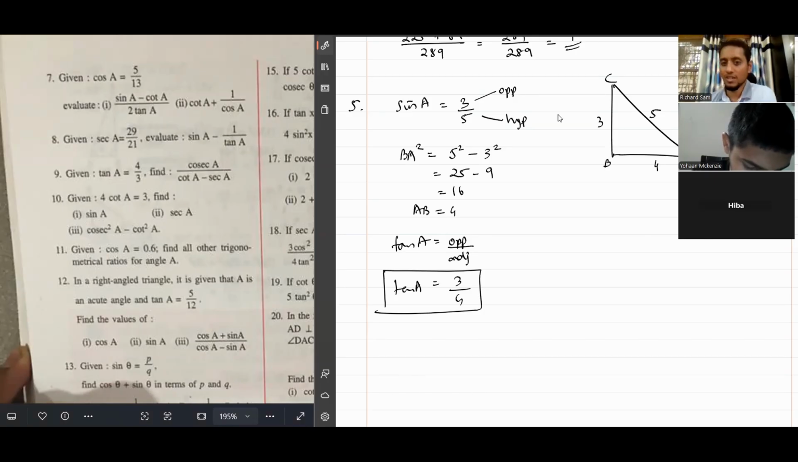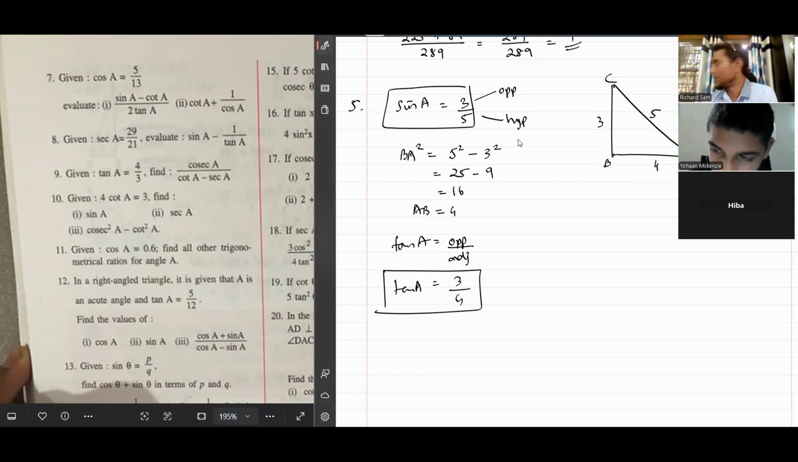So look at this now. Here, what had they given? In this question, what was given? Sin A as a fraction. They gave a fraction. So numerator is one value, denominator is one value. Most of the questions will be like this. Look at the question 7. Here also. Cos A is 5 upon 13. Right? So if you know what is cos, then you know what's 5 and you know what's 13.